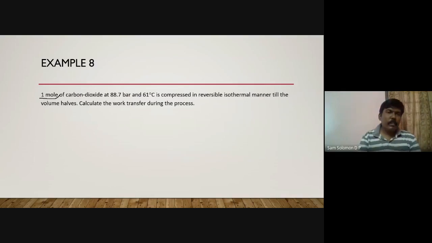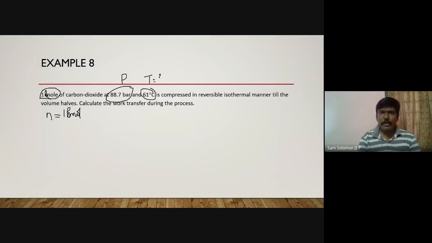So they have given 1 mole. You can also consider it as 1 kilomole. So n equal to 1 kilomole. In the problem, we will change it as 1 kilomole of carbon dioxide. Okay. And initially it is at a pressure, 88.7 bar, and the temperature is 61 degrees centigrade converted to Kelvin. So 61 plus 273.